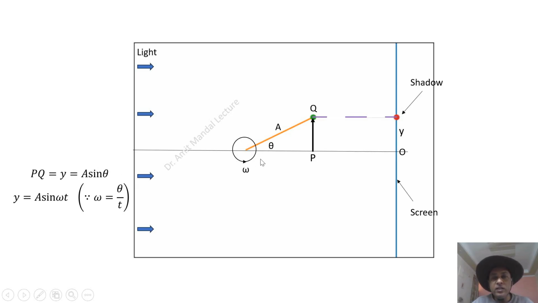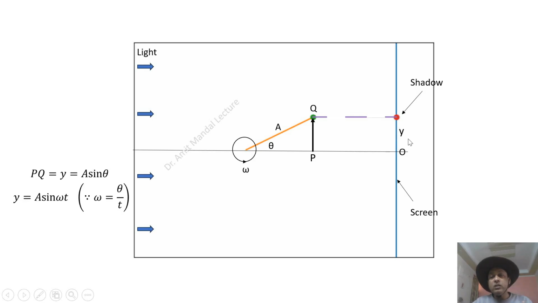Now we know it is moving with constant angular velocity. Angular velocity is given by angular displacement upon time, so theta can be written as omega t. Omega into t is theta. By the help of this equation, you can easily find at a particular instant of time the position of this shadow. Just put the time value in this equation, and in the right-hand side you will get the distance y. At any instant of time, you can find the position.